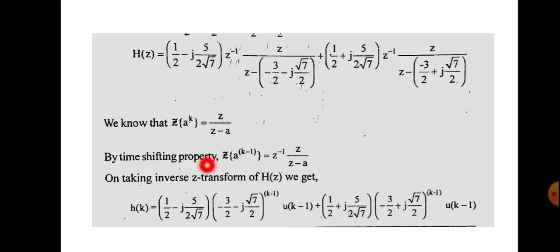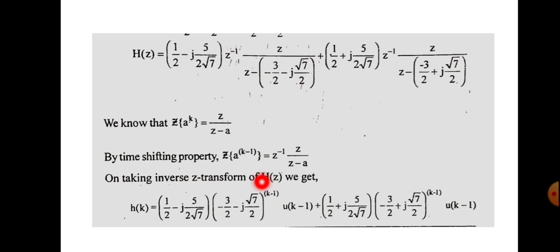By the time shifting property, if a raised to k has a z transform like this, then if a raised to k minus 1 occurs, its z transform will be z inverse into z by z minus a. So altogether this constitutes the z transform of a raised to k minus 1, where a is equal to this quantity. It is better to memorize the z transform pairs, then you can easily find the inverse z transform. Those z transform pairs are given in the previous videos, you can go through them.